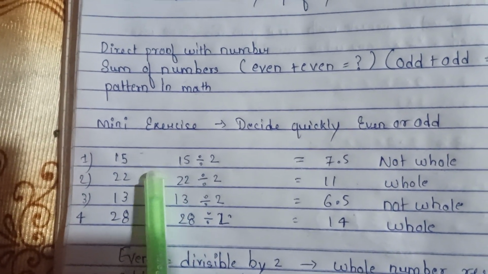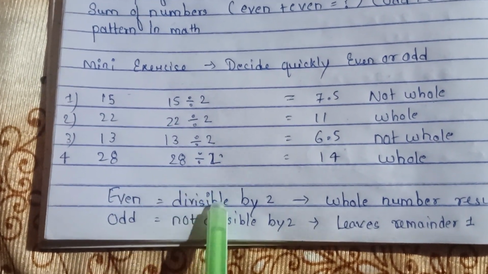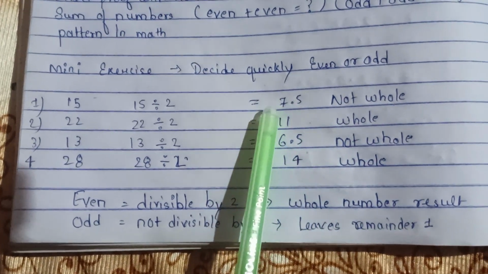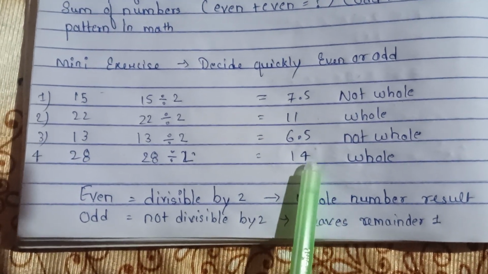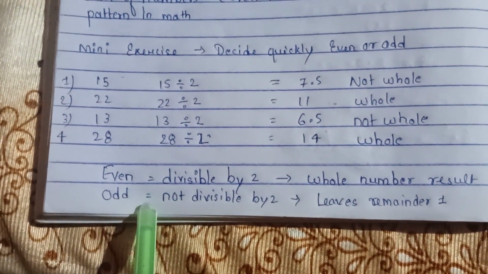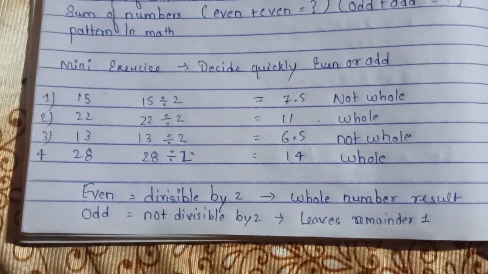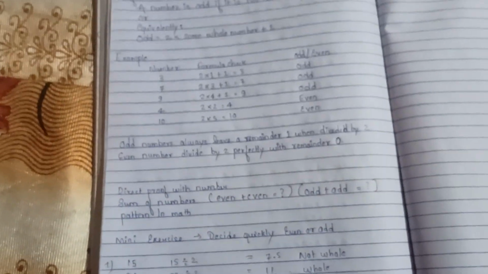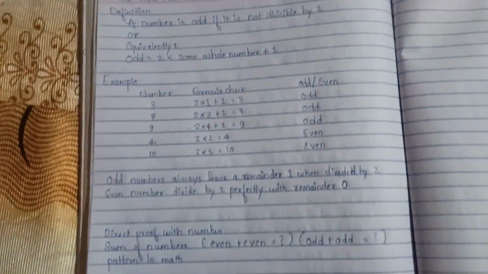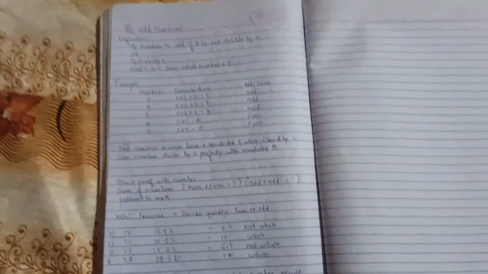So if it is divisible by 2 and the result is a whole number, then it's even, like this or this, not in a point. If it's in a point, or decimal, then it's not divisible by 2, and it leaves the remainder 1. So that's the concept of odd numbers, and it will help us in later maths to build basic knowledge for that. And that's all for this video.